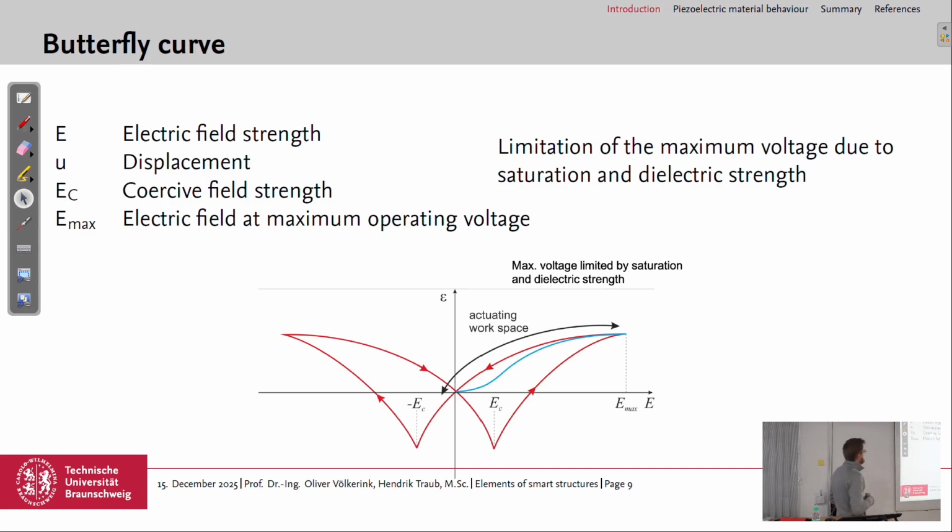We have some characteristic values or units here in the butterfly curve. We have the coercive field strength, which is this point and this point, where the polarization is lost, and it's the turning point between the directions of the polarization. And we have the maximum, and it's not signed in here, but here the opposite, so the minus Emax value. So these are the characteristic points in the butterfly hysteresis.